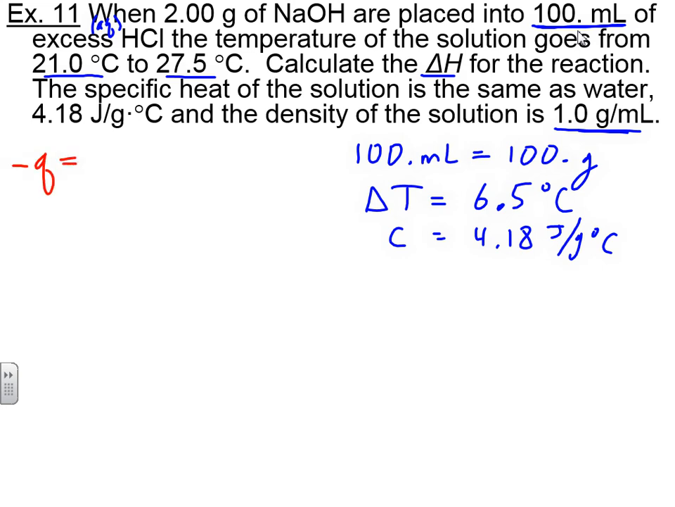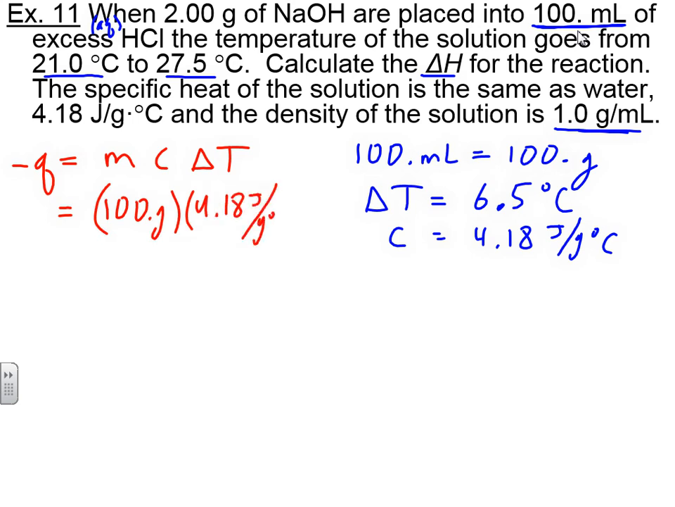So my mass is 100 grams. My C is 4.18 joules per gram Celsius, and my delta T is 6.5 degrees Celsius. Alright, go ahead and plug this in and see what we get. Let's do 100 times 4.18 times 6.5, and you get yourself 2717. So this is 2717. This would be joules.